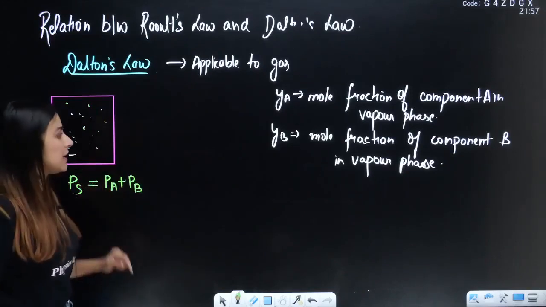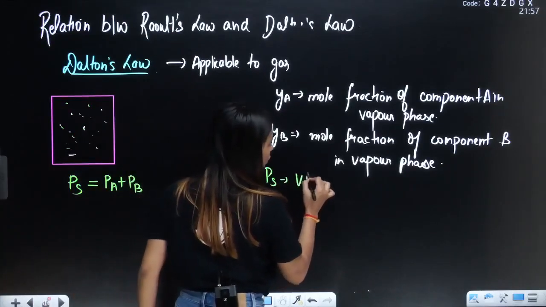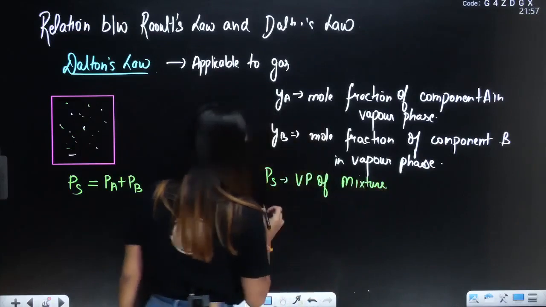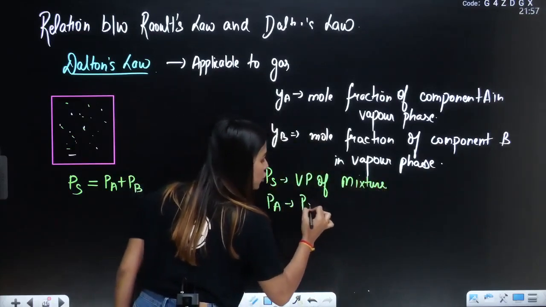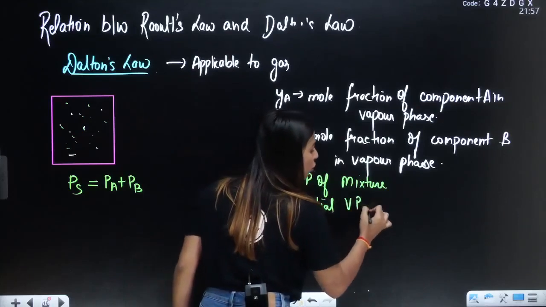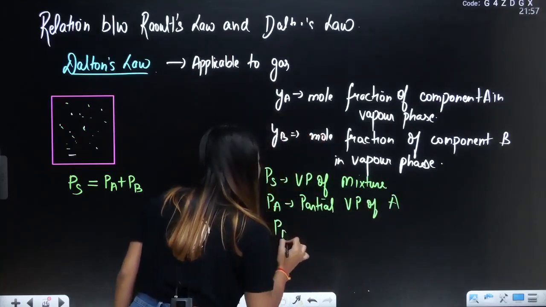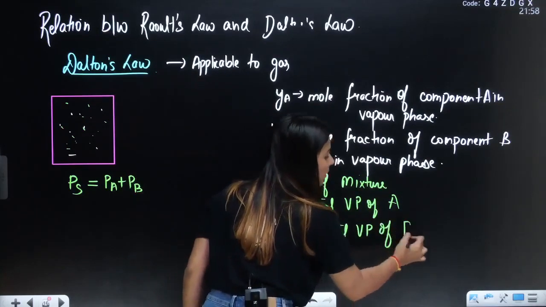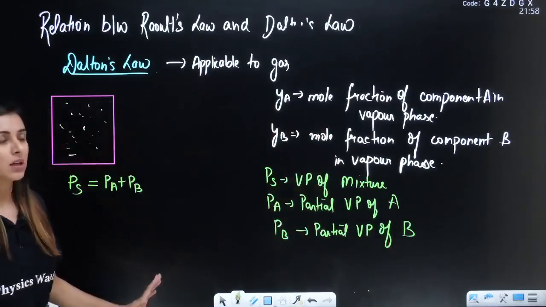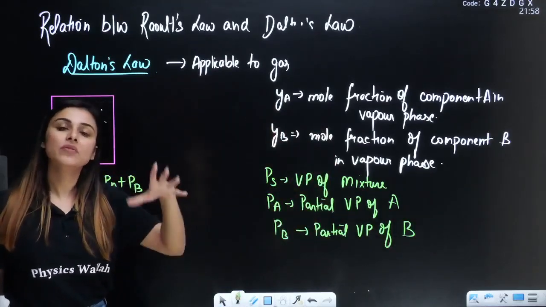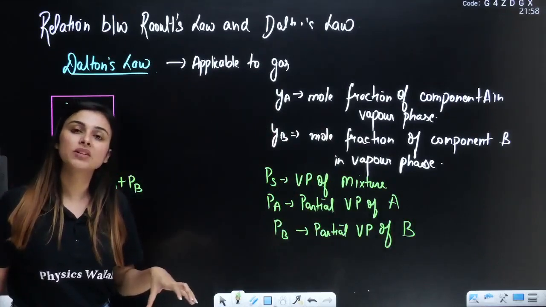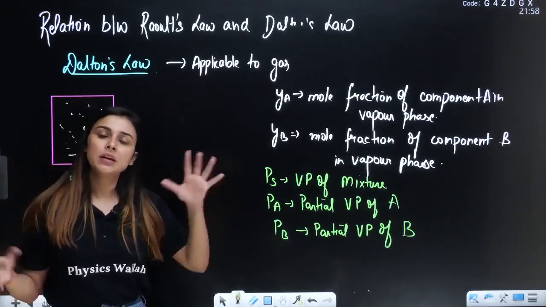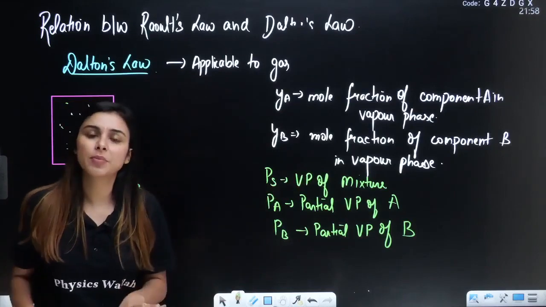So here PS is the vapor pressure of mixture, and PA again is the partial vapor pressure of A, and PB is the partial vapor pressure of B. Okay, you have understood this part. So YA and YB this time are the mole fractions in the vapor phase. XA and XB were the mole fractions in the liquid phase. PA and PB still are the partial vapor pressures in the gaseous mixture, and PS is still the vapor pressure of the solution.